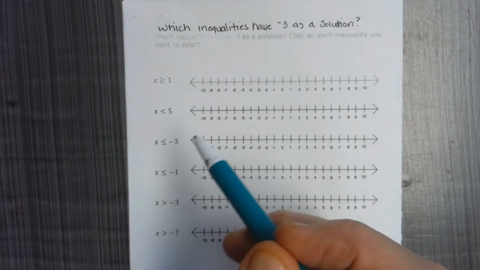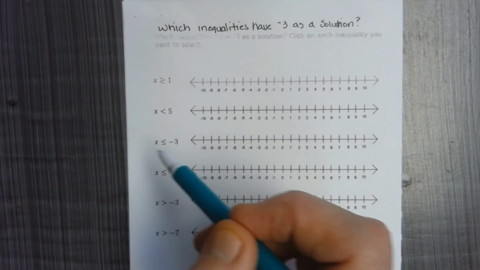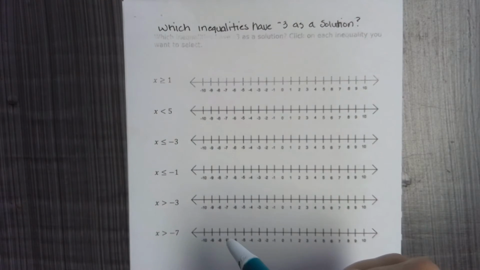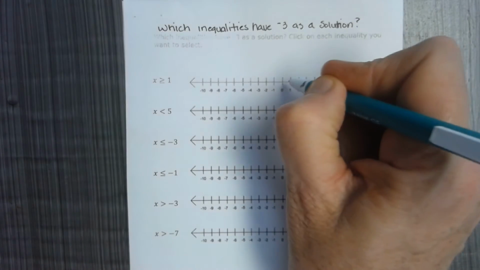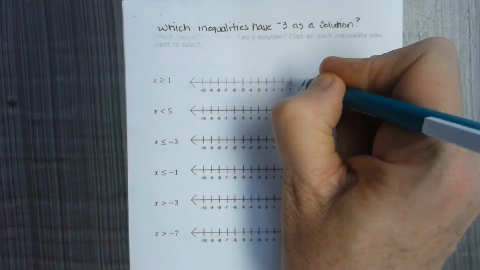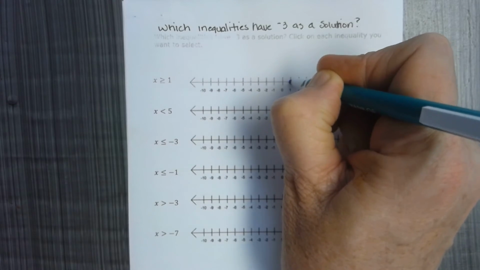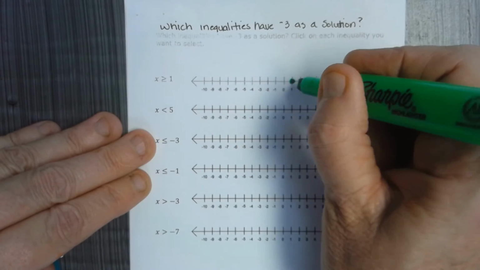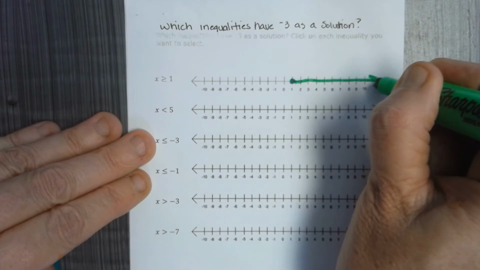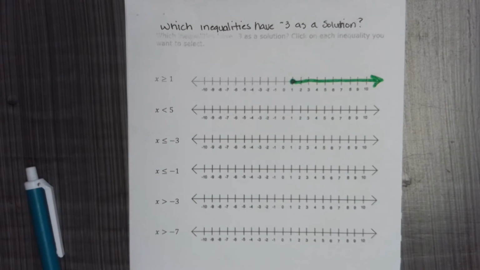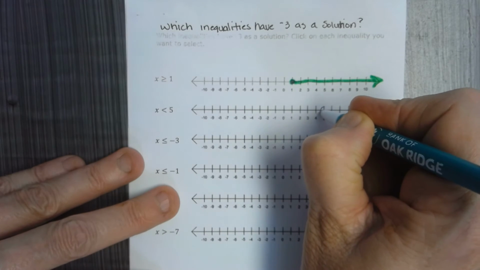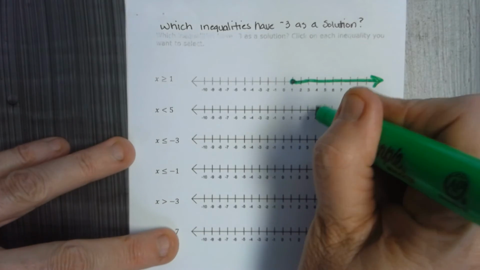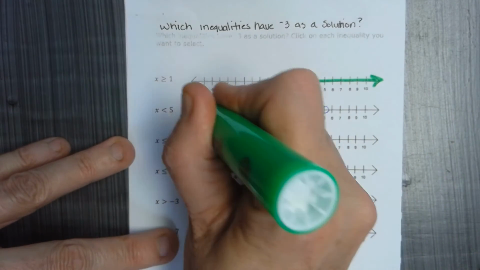Most of you guys probably answered this right here, but what you don't realize is there are other inequalities that have negative 3 as a solution. So let's graph these. X is greater than or equal to 1 is a closed circle on the 1 because it includes the 1, and we shade to the right for greater than. X is less than 5 is an open circle on the 5 because 5 is not included in the solution, and less than means we're going to shade to the left.